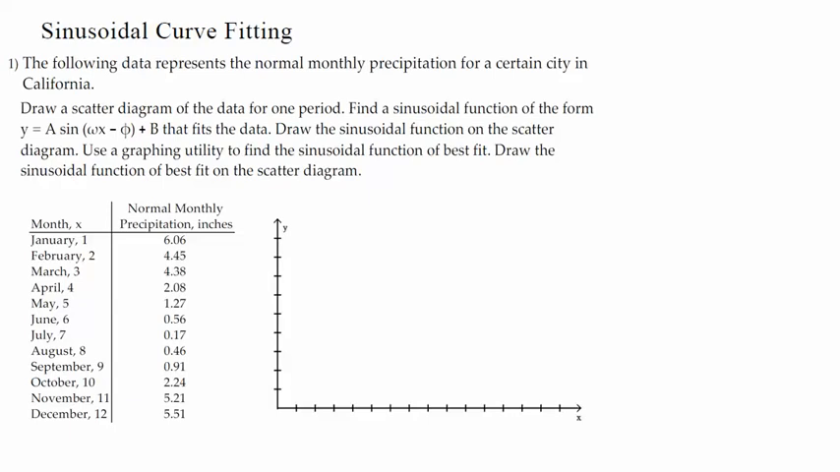It says, the following data represents the normal monthly precipitation for a certain city in California. Draw a scatter diagram of the data for one period and find a sinusoidal function of the form y equals a sine times the quantity omega x minus phi, that's a phi symbol there, plus b that fits the data. Draw the sinusoidal function on the scatter diagram. Use a graphing utility to find the sinusoidal function of best fit. Draw the sinusoidal function of best fit on the scatter diagram.